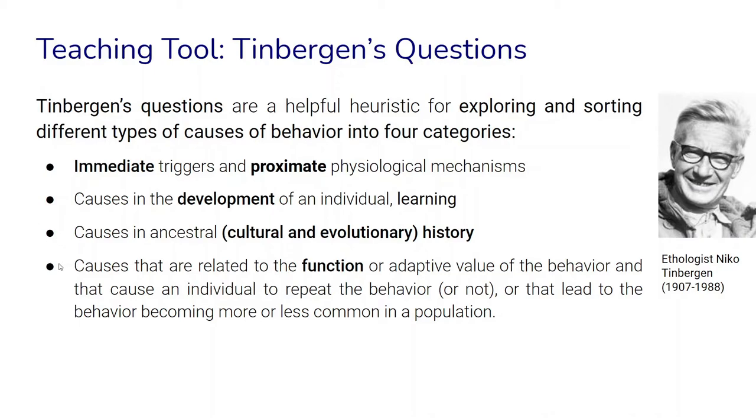And finally, one set of causes is to look at the function of the behavior, or also the adaptive value, because that helps us to understand why an individual would repeat the behavior or not, or why that behavior would become more or less common in a population. It's to look at, does the behavior have a function, a value for the individual, so that the individual keeps on doing it to get something out of it.